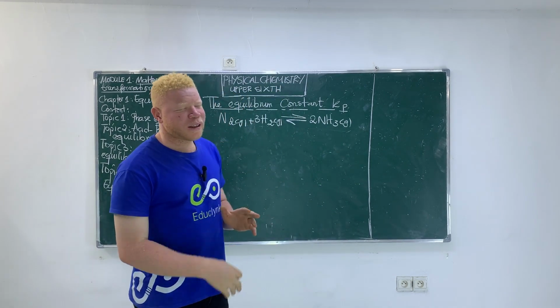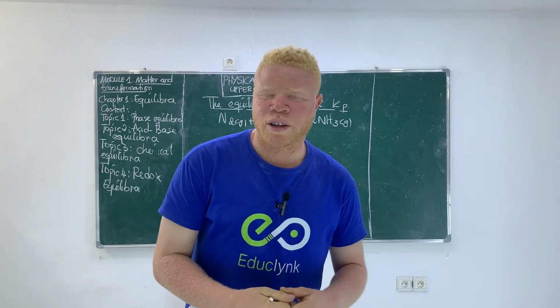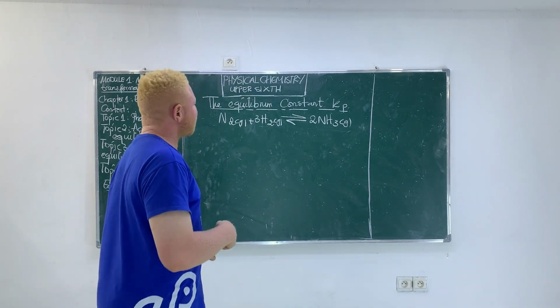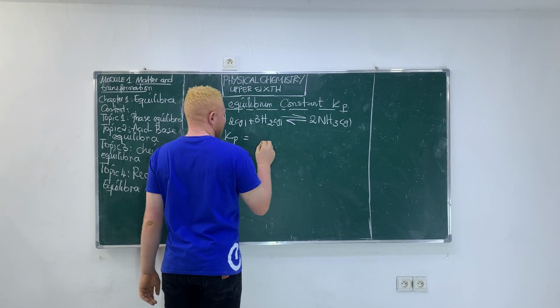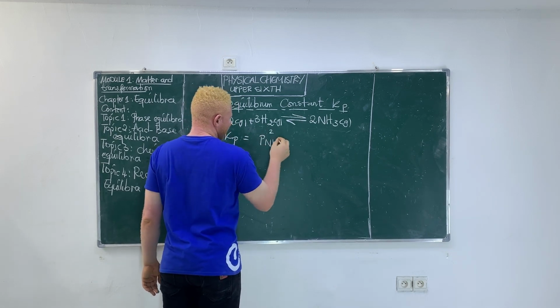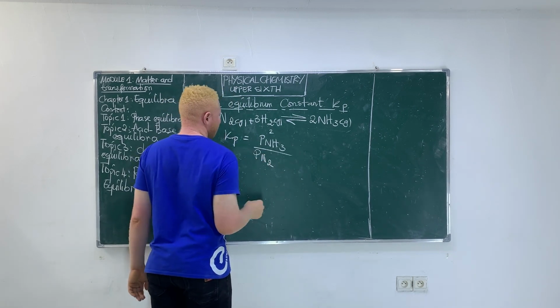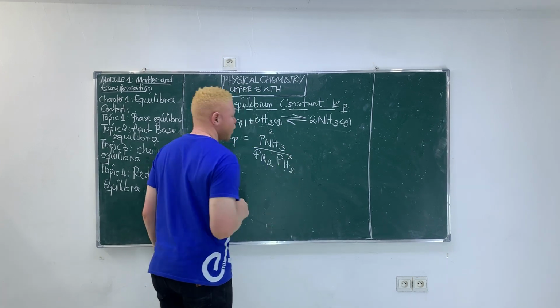The equilibrium constants Kc and Kp are not quite different. Just that with Kp we will be dealing with the partial pressures. So apply the formula: Kp is equal to the pressure of ammonia squared, divided by the pressure of N2 times the pressure of H2 cubed.